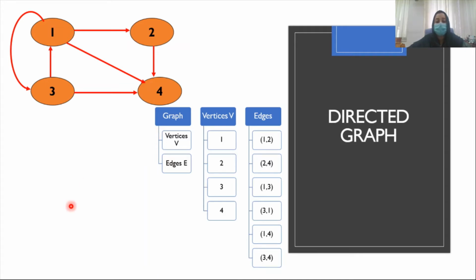The major difference between the undirected and directed graph is very simple. In the undirected graph, the edges are directionless, so we consider them both ways. But in a directed graph, the edges have certain directions.